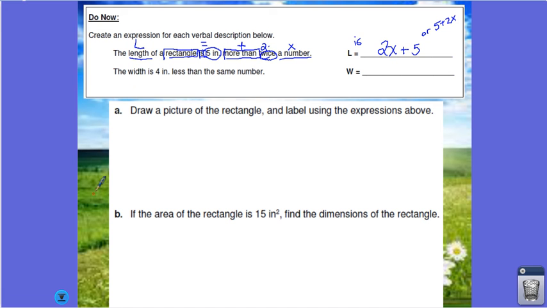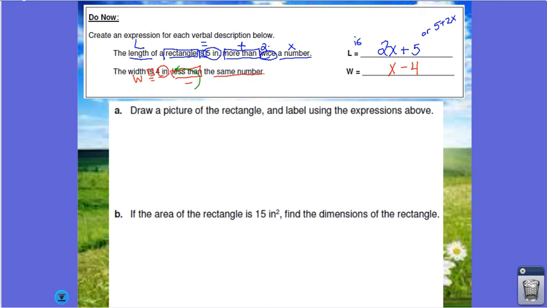Okay, so now for the width. The width is 4 inches less than the same number. So now less than is a turnaround word. We have to change the order. So when it says 4 less than, it means we must be subtracting 4 from the same unknown number, x.